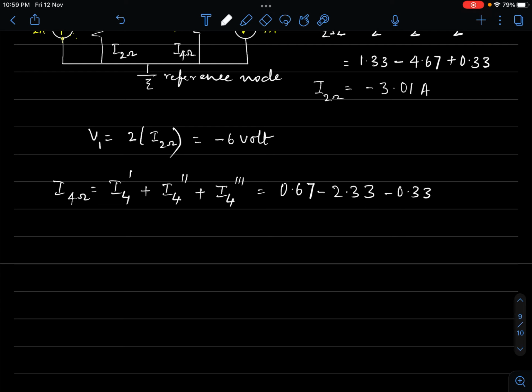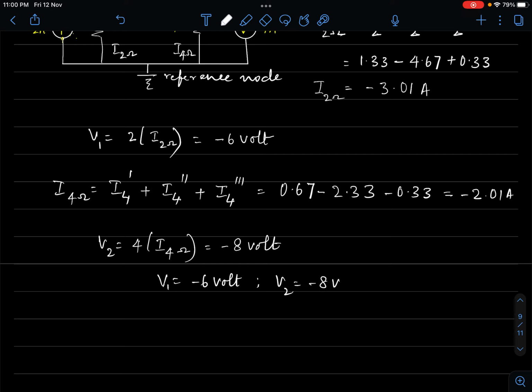Okay, this comes out to be minus 2, I think this is minus 2. 2.01 ampere, or 2 itself. Now what is V2 equal to? V2 equal to 4 into this current I through 4 ohm, that is minus 8 volt. So my V1 is minus 6 volt and V2 is minus 8 volt.